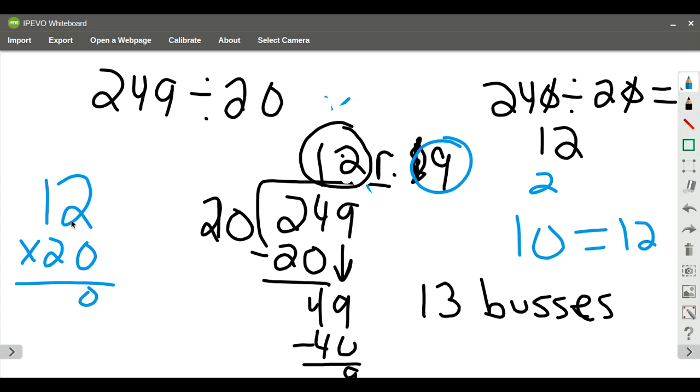So 2 times 2 is going to be 4. 2 times 1 is going to be 2. So I have 240. But then I need to go back and add in this remainder. So it's going to be plus 9. So 240 plus 9, I get 249. 249 was my original number, so my answer checks out. So to solve it, I'm going to use the opposite operation or the inverse operation, which is multiplication.